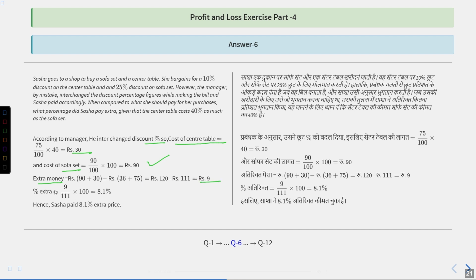So how much percent extra? 9 upon 111 multiplied by 100, which becomes 8.1%. So Sasa paid 8.1% extra price. Clear? Next one.